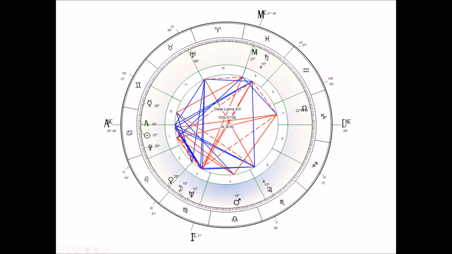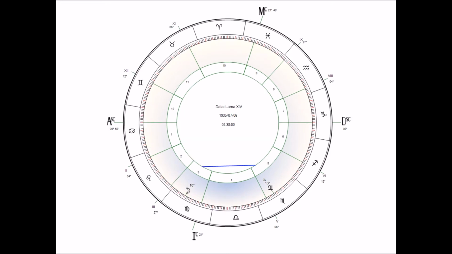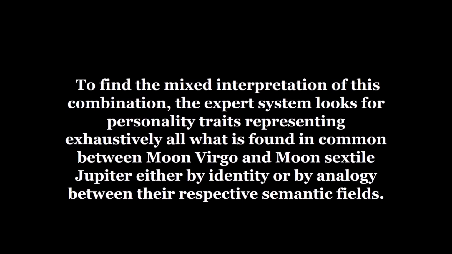Here's an example. In Dalai Lama's chart, we find a sextile between Moon Virgo and Jupiter. Here we can isolate any planet or aspect. For instance, here I keep this sextile Moon Jupiter. To find the mixed interpretation of this combination, the expert system looks for personality traits representing exhaustively all that is found in common between Moon Virgo and Moon sextile Jupiter, either by identity or by analogy between their respective semantic fields.